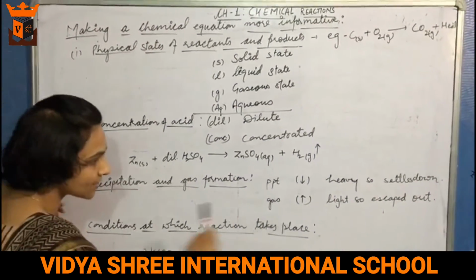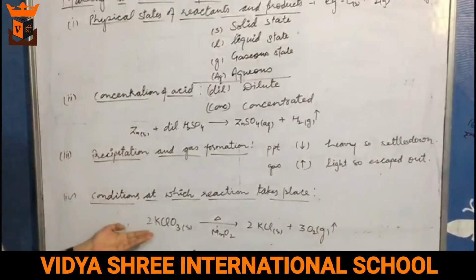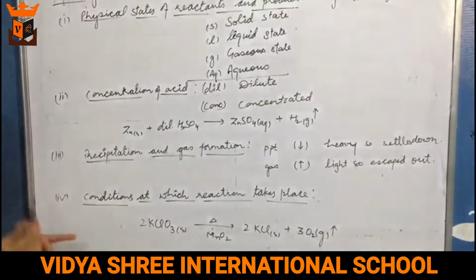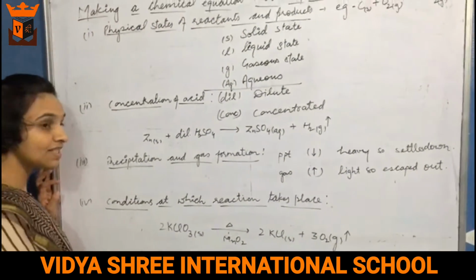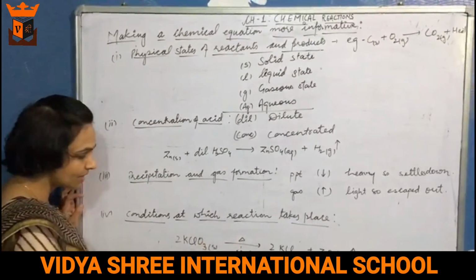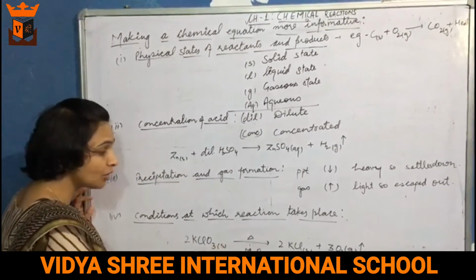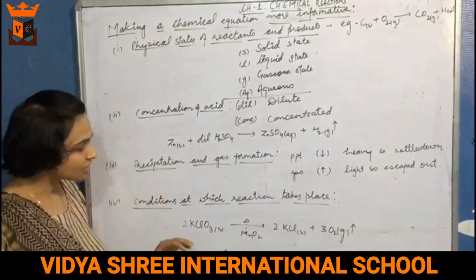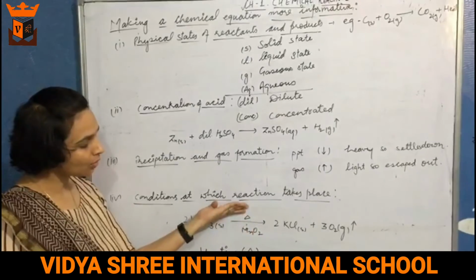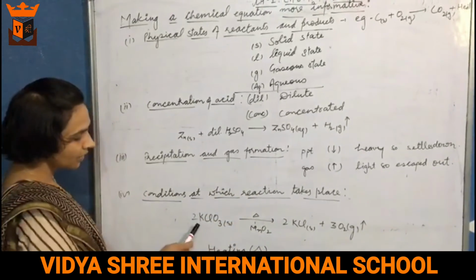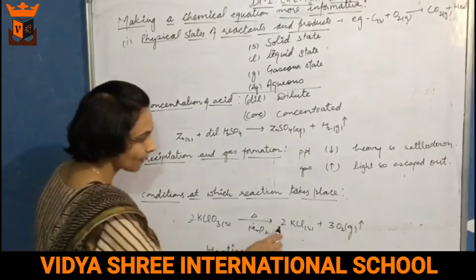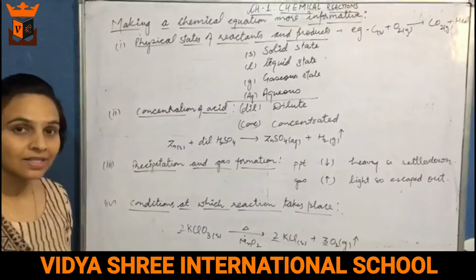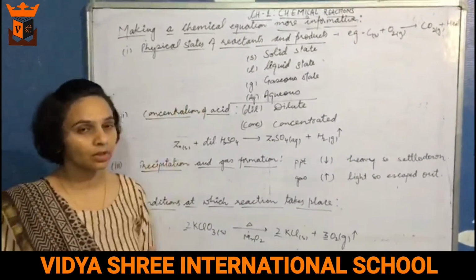Conditions at which reaction takes place. Conditions, like this is an example of decomposition, where there was a bigger molecule. And which decomposition? When KClO3 is heated. So this symbol is for heating. In presence of a catalyst MnO2. So here catalyst is MnO2. So the conditions, whether they are written above the arrow or below the arrow. So here 2 and 3 are stoichiometric coefficients. So that was all about balancing and the small subscripts for equation.